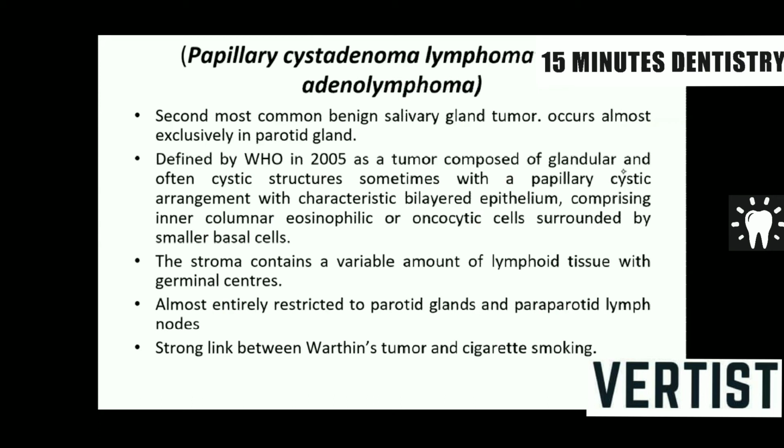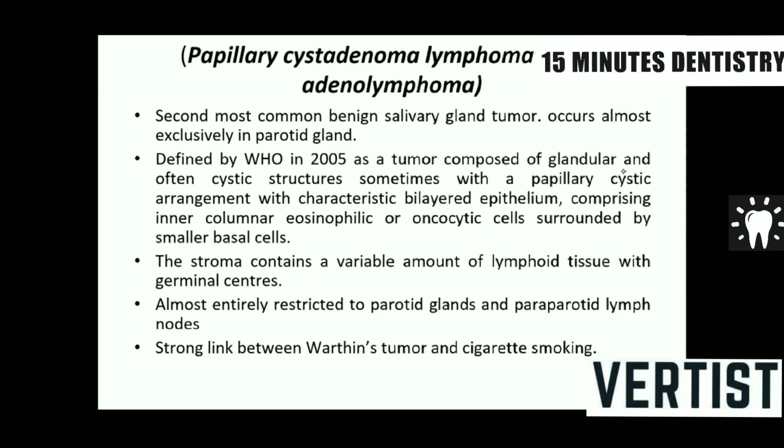The second most common benign salivary gland tumor, which occurs almost exclusively in the parotid gland, is Warthin's tumor. Warthin is the name of a person who actually coined this term, but the entire histopathological diagnosis comes in its synonym, that is papillary cystadenoma lymphomatosum. This is also called Adenolymphoma, a tumor composed of glandular and often cystic structures, sometimes with a papillary cystic arrangement with characteristic bilayered epithelium. And the stroma contains a variable amount of lymphoid tissue with germinal centers.